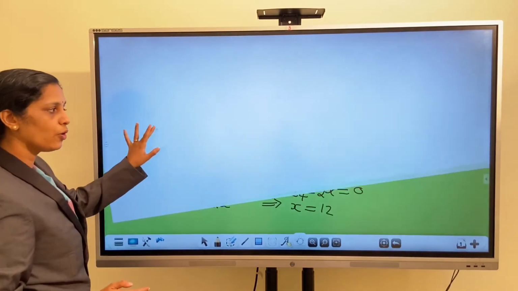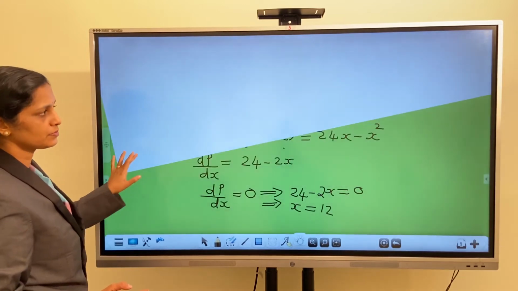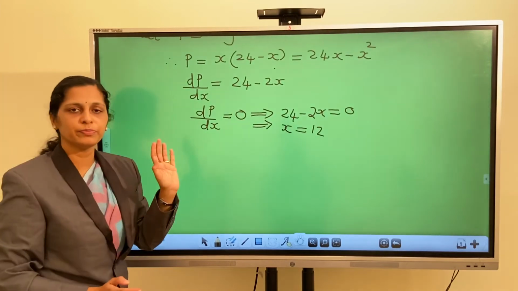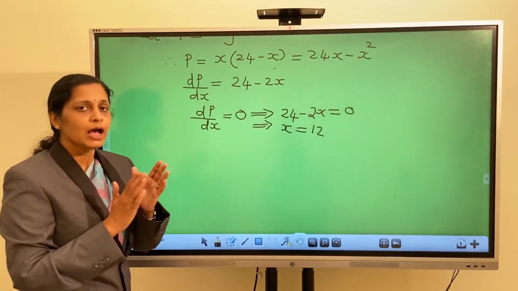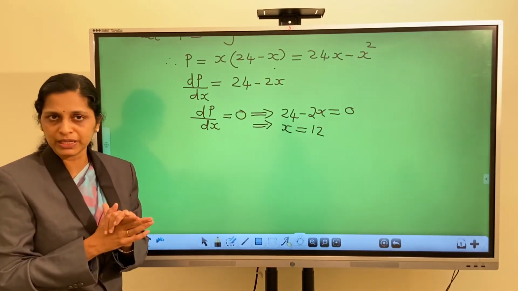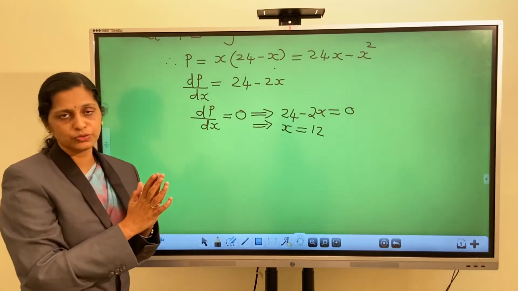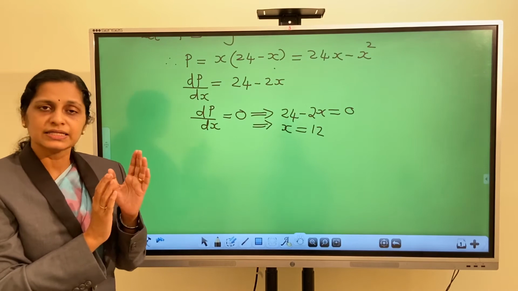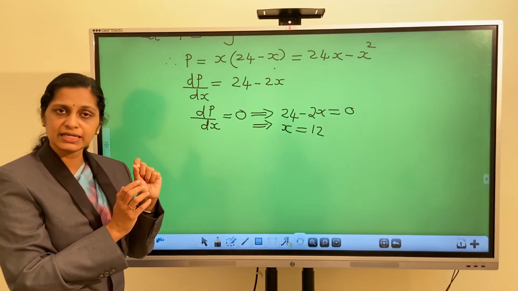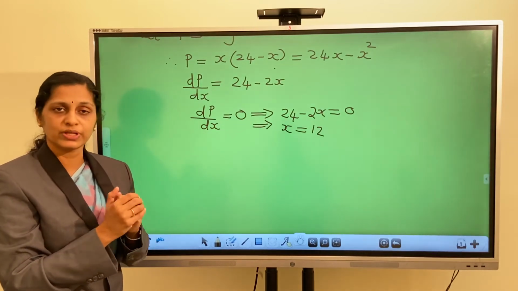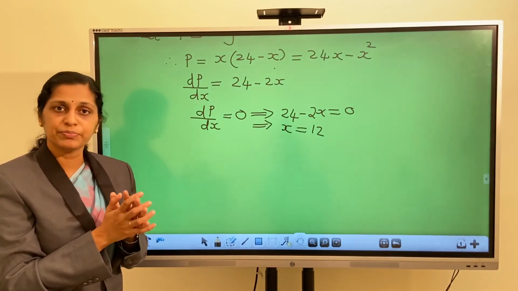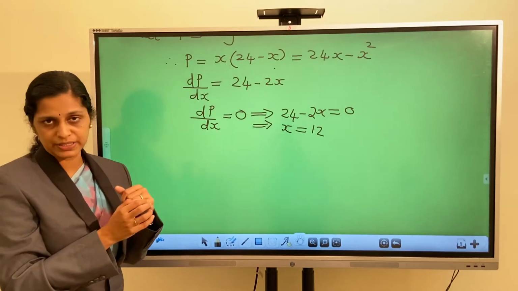Now we got one critical point, x is equal to 12. The critical point can be a point of maxima or a point of minima. For determining that, we are using the second derivative test. The second derivative test says that when the second derivative at the critical point is negative, then that critical point is a point of maxima. If it is positive, then that critical point is a point of minima. Let us see what happens here.